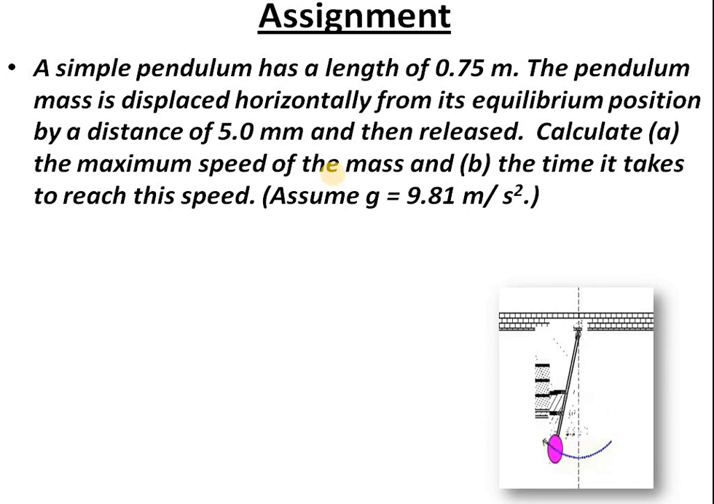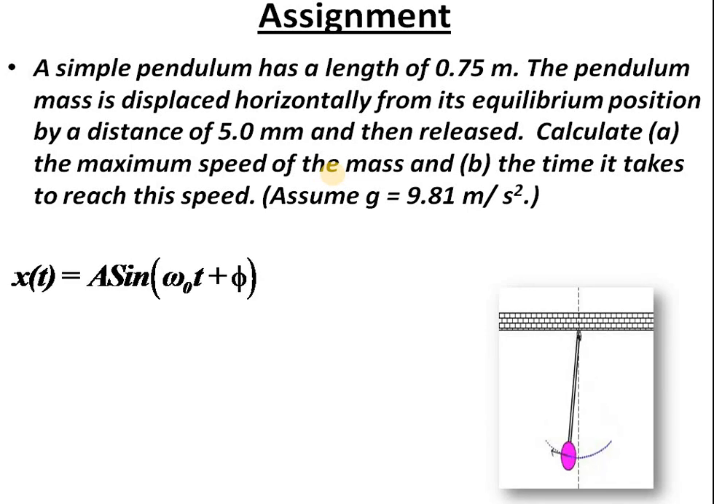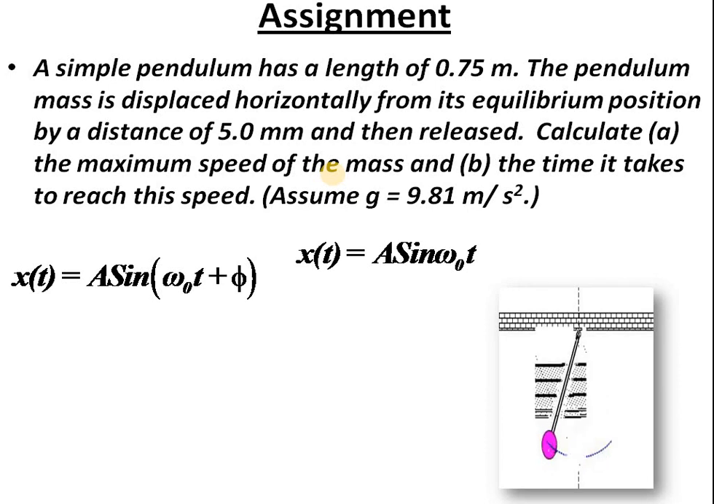This is a very simple question because x we have already known, and you know the motion is starting from the mass being displaced horizontally from its equilibrium position by a distance of 5 millimeter. That means the starting point is the extremum position. So here phi will be equal to pi by 2. Understand? Extremum position, the movement is starting. And you know maximum speed will be attained at the equilibrium position.